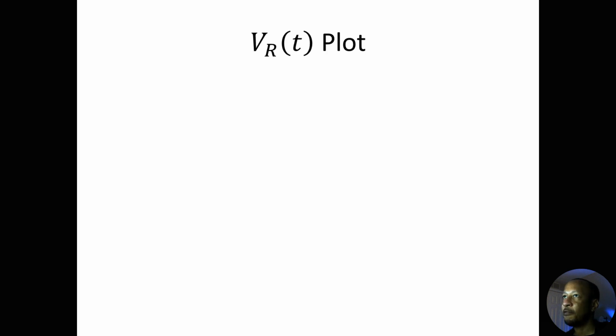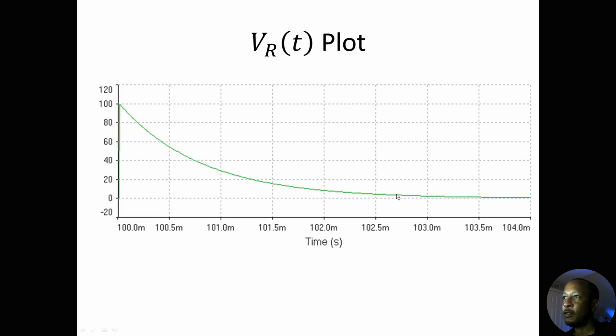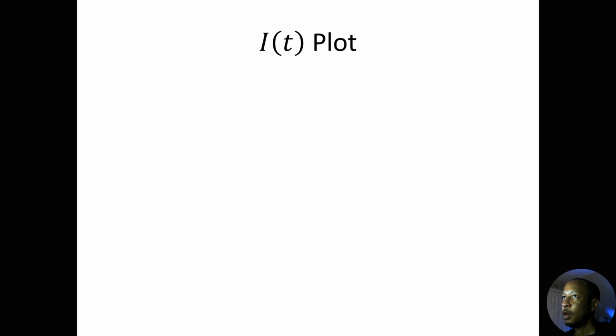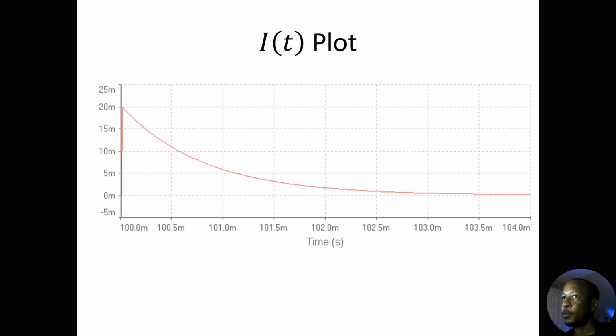Okay, and so for the VR of t plot, I have a plot that looks like this. I start at 100 milliseconds and go all the way up to 104 milliseconds, so the time span is 4 milliseconds. As you can see, it starts off at 100 and then over that time span goes down to approximately 0. Okay, so that's the VR of t plot. For the I of t plot, it looks like this, and across that same time span, it goes all the way down to approximately 0 milliamps.